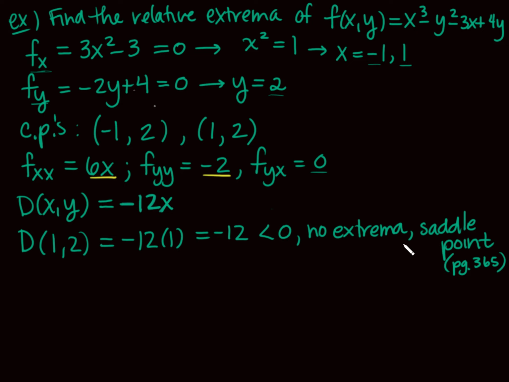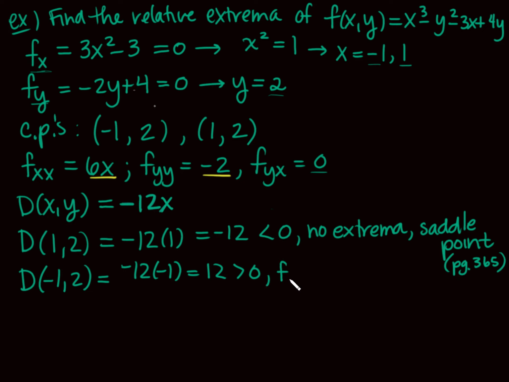So there's no extreme at that point. It is considered a saddle point because it looks like a saddle if you look at the graph of it. And we're going to plug in -1, 2. So this one's going to be interesting because this is 12, which is greater than 0. Okay, so then what's my next step from there?